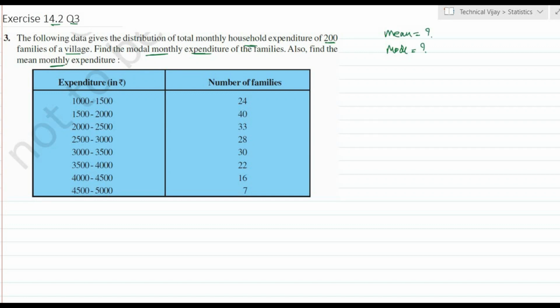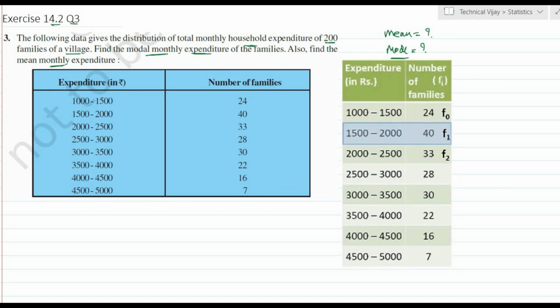Now we will first calculate the mode. I will put a table here. Now here we have to first find the modal class. How to find the modal class? Here you see the maximum frequency is 40 compared to all these frequencies. This is called the modal class, and it is represented by F1. F0 is the frequency before the modal class. F2 is the frequency after the modal class.